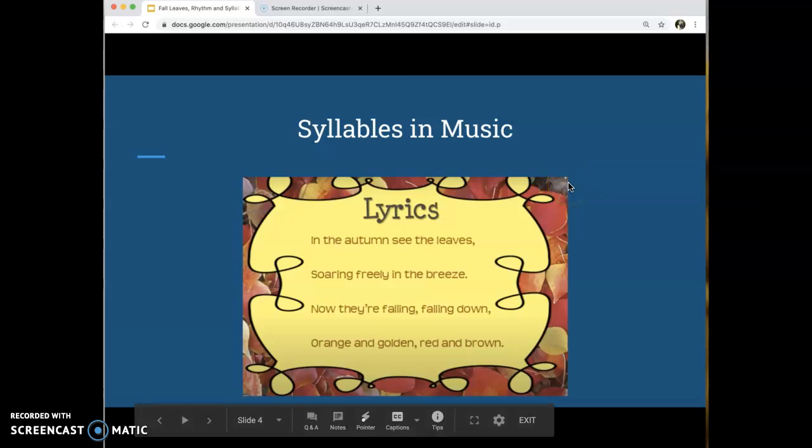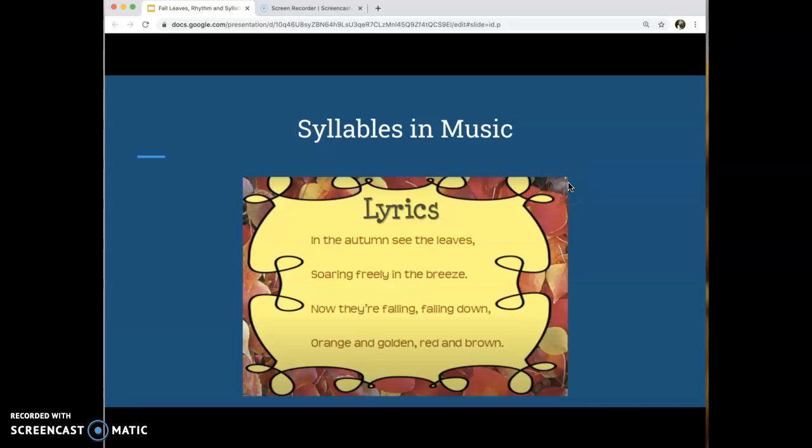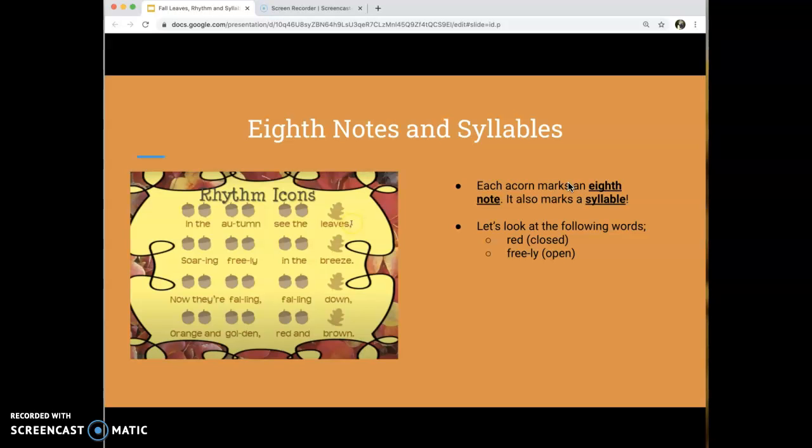All right, so you all looked at the lyrics for the autumn song in music. And so not only are there lyrics and rhythm and beats, we can also look at the syllables that are often marked by the beats that you do in music. So Miss McGuire looked at eighth notes, and she showed you that each chord was going to be marked by an eighth note. Well, the really cool thing is most of these eighth notes are marking a syllable sound.